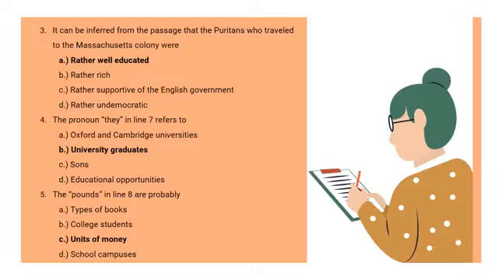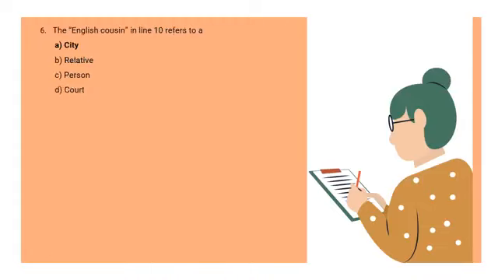Number 5. The pounds in line 8 are probably, the answer is C, units of money. Why I choose C? Because in the text it explained that the General Court of Massachusetts appropriated 400 pounds.